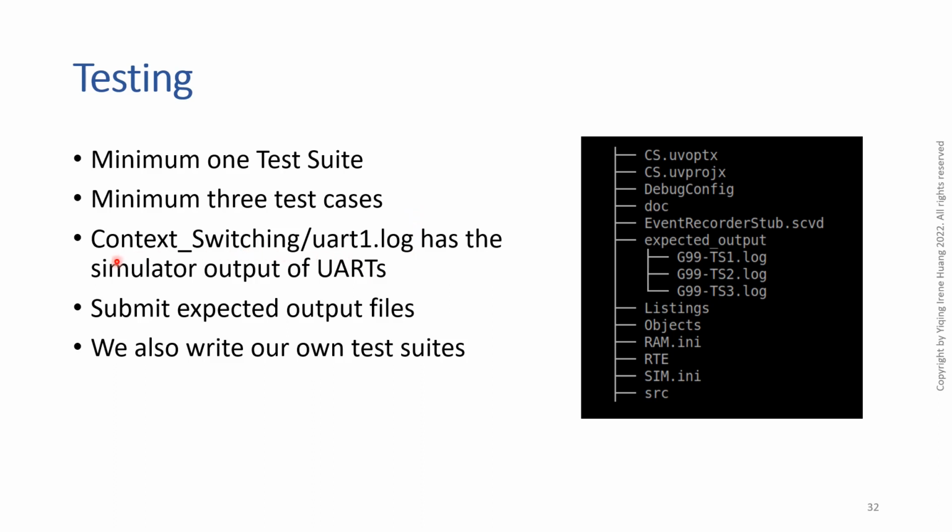And under the context switching, there's a log file called uart1.log. It captures the simulator output of UARTs. So we have this mechanism to capture the output of UART. I would like you to submit the expected output files from your own testing suites. Create a directory called expected_output, and then put the files there. The file naming convention is your group ID dash testing suite number. So this is the log file from test suite 1, test suite 2, test suite 3, and so on. We also write our own test suites, and then we're going to use them in the demo.